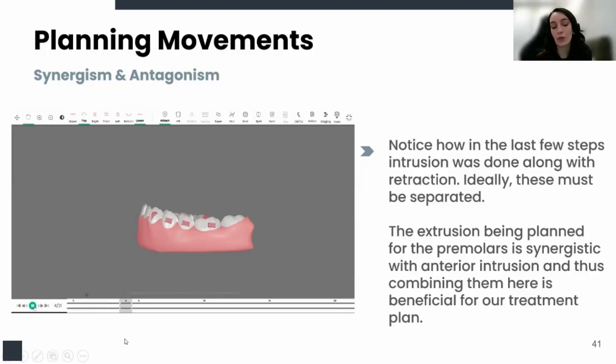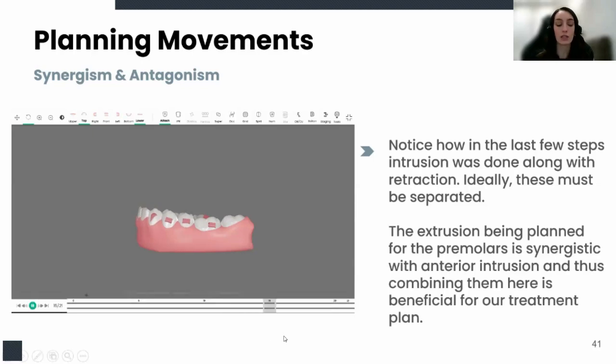Now, if we sequence them, obviously this will increase the number of steps needed, but as long as it's a safer option and as long as it will result in better tracking for the patient, then I truly think it's worth it. Now notice how we are also planning some sort of extrusion on the premolars, and while we are intruding the anterior teeth, this is definitely recommended. These two are synergistic together.